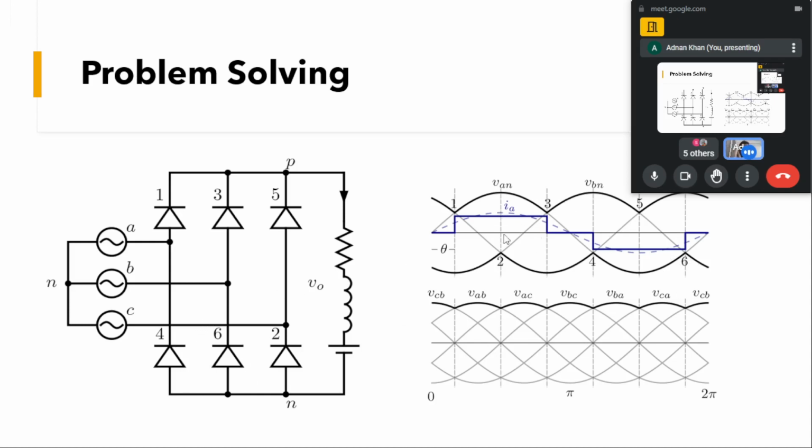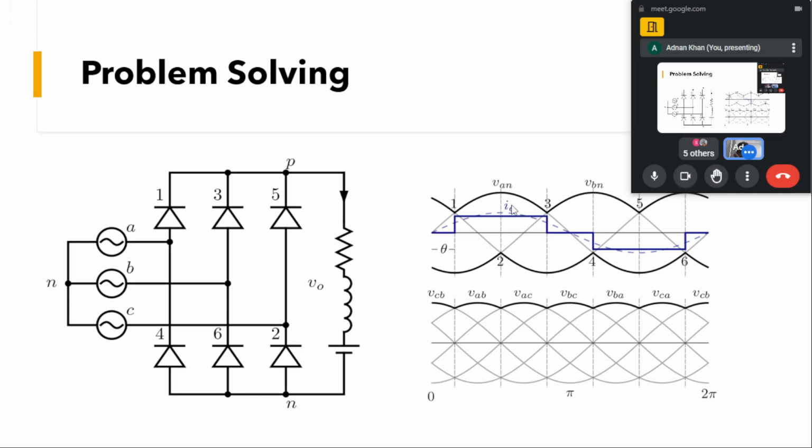So from point 1 to point 2 there is a 60-degree interval, and from 1 to 3 it's a 120-degree interval. Now you can take any of these intervals. Let us take this 60-degree interval.